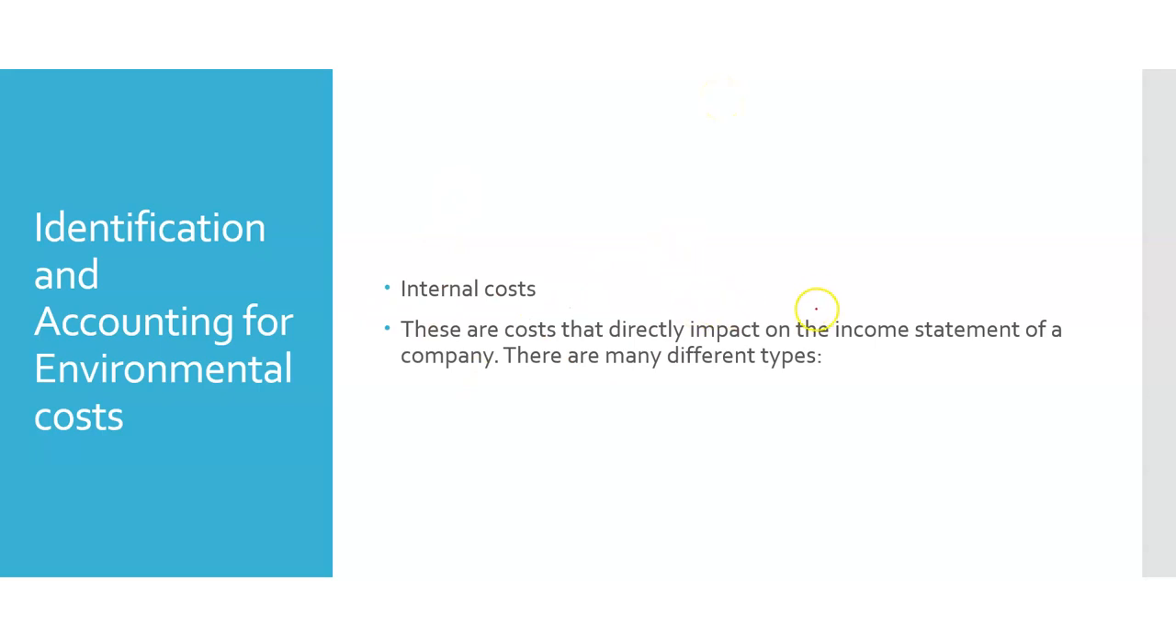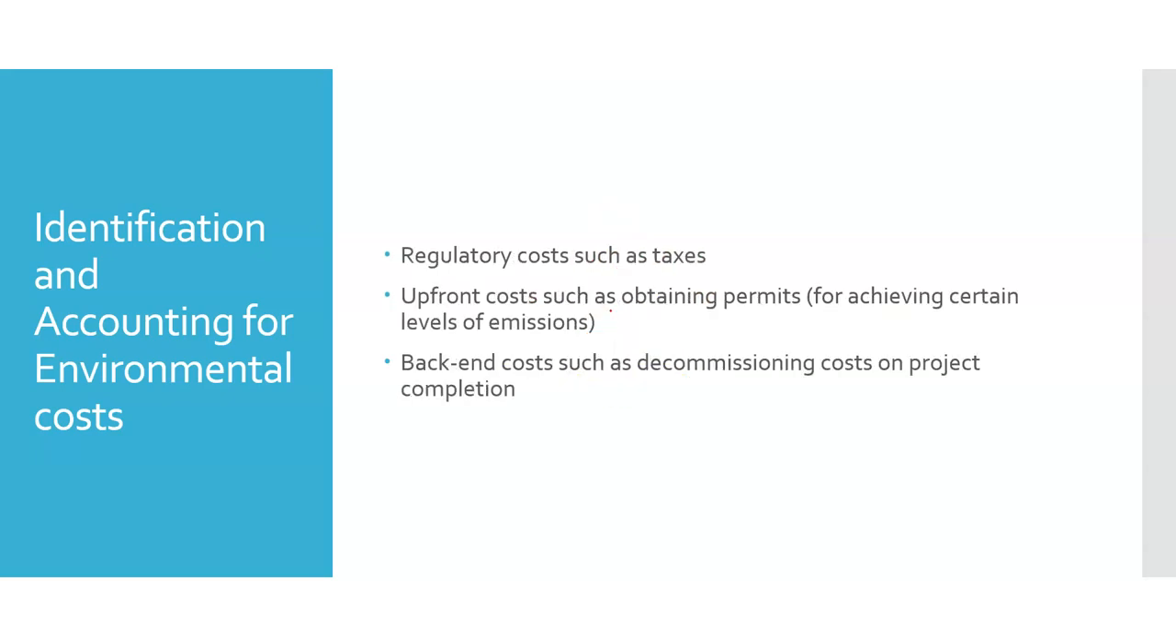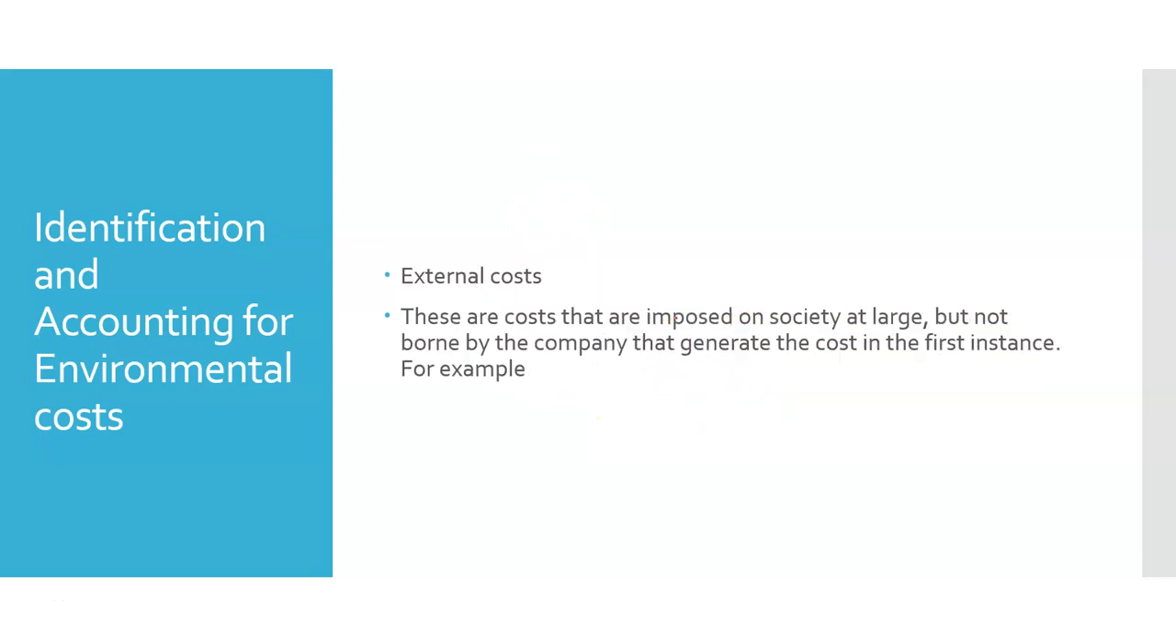I briefly highlight them: the internal and the external. Internal costs are costs that are directly related to the income statement. Sorry, I'm going to go over the 10 minutes, but I will finish this in the time in this one video. Internal costs I talked about: you might have to get permits, water disposal costs, improved systems, taxes, and back-end costs like decommissioning once you finish the project.